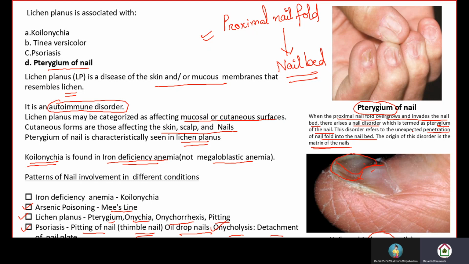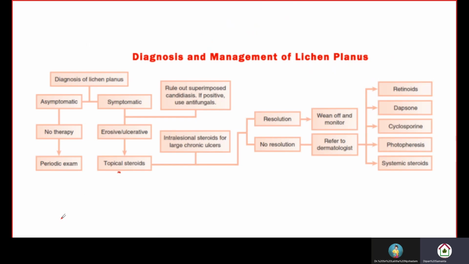Meseline is found in arsenic poisoning. In lichen planus, pterygium of nail, onychorexis, pitting. And pitting of nail is found both in lichen planus and psoriasis. And oil drop nails are also found in psoriasis. Detachment of nail plate is found in onycholysis. So these are some of the patterns of nail involvement in different conditions. So this is about lichen planus.